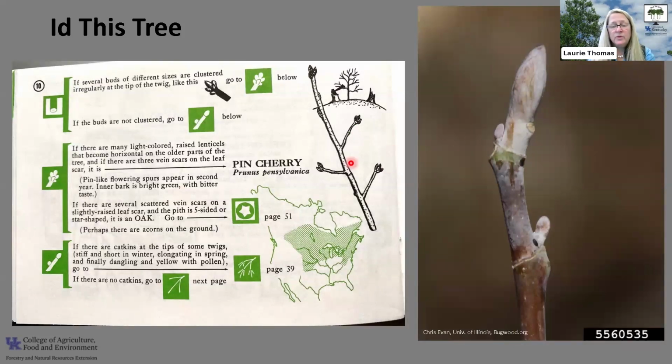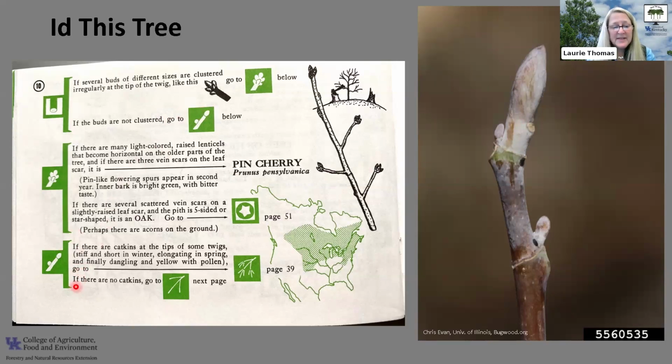Now we're looking at a slightly different picture of our sample here, and it asks about our terminal buds. Those are, remember, the ones at the tip of the twig. It says if several buds of different sizes are clustered irregularly at the tip of the twig, or if the buds are not clustered. Well, we see one terminal bud, a nice big terminal bud right there. So we're going to go to the bracket down below.